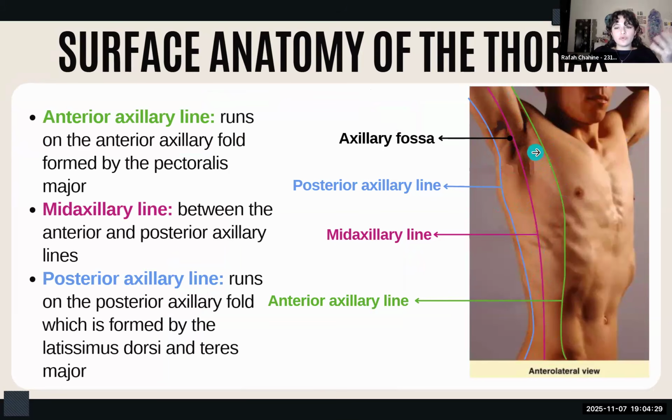This anterior axillary fold, the line of it is made by this muscle right here, okay? This muscle is a muscle you train at the gym, your pecs, your pectoralis major, okay?